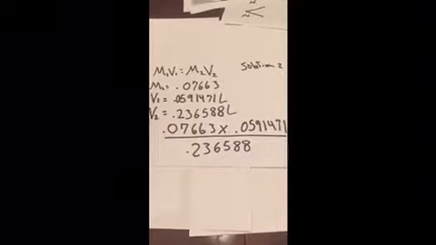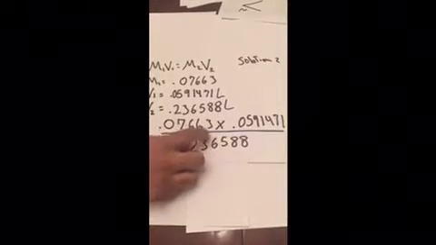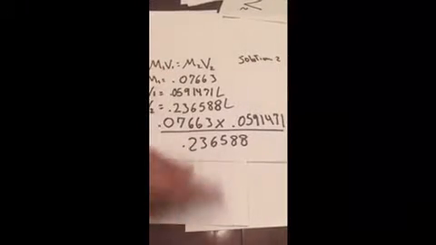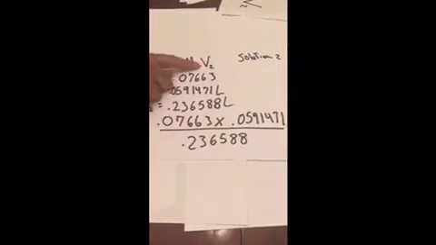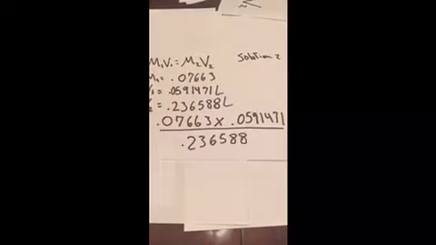My volume 2 is going to be the volume that I pour in, which is 1 cup, and that equals 0.236588 liters. I'm going to go ahead and multiply my M1 times V1, and then divide by volume 2 in order for M2 to be by itself. Once I divide it, my answer gives me M2 equals 0.1916 moles per liter. And that's my concentration for solution 2.